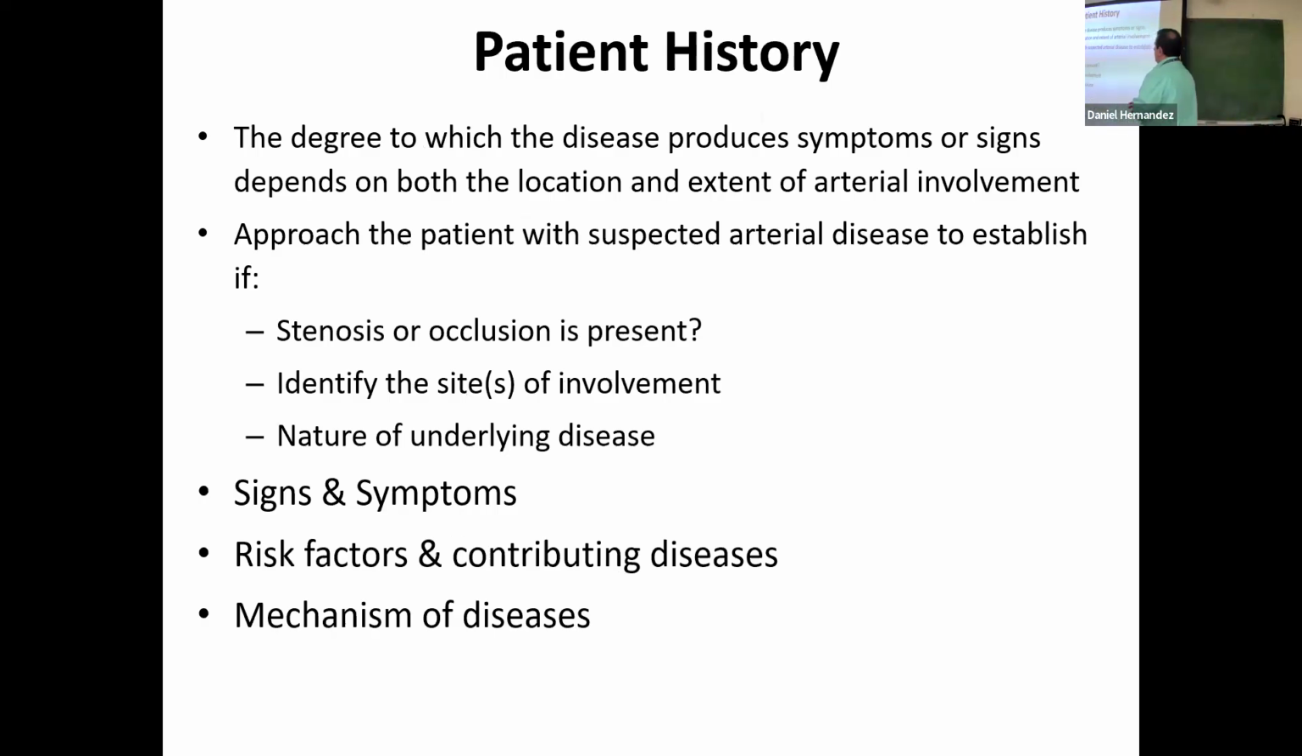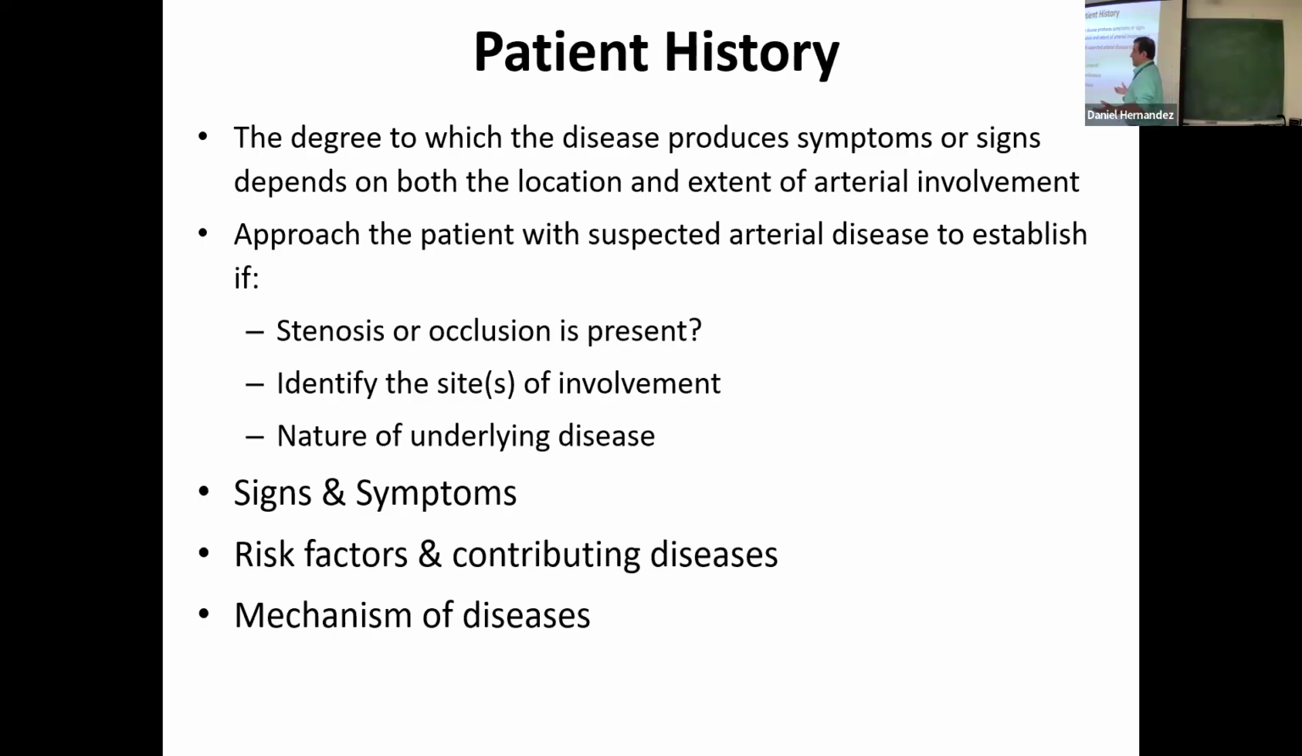So, in terms of patient history, the degree to which the disease produces signs and symptoms depends on the location and the extent of arterial involvement. What that means is, where the patient is feeling those symptoms, the cramping, the claudication, the rest pain, where they're developing the ulcers, depends on where that blockage or narrowing is. That's really our job, to help the doctors determine what segments of vessels are diseased. Where is that blockage? Where is the narrowing? Where's that atherosclerotic plaque building up?